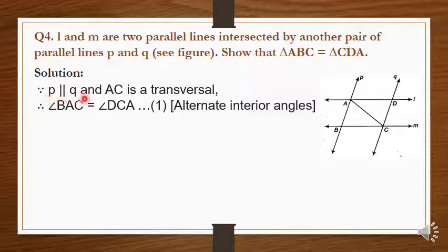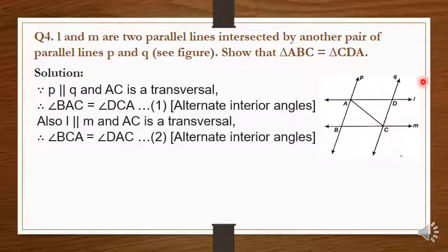Since P is parallel to Q and AC is the transversal, right? These two are parallel, P and Q are parallel, and AC is the transversal. Can we say that angle BAC, this angle, equals angle DCA, this angle? These two are alternate angles to each other, right?